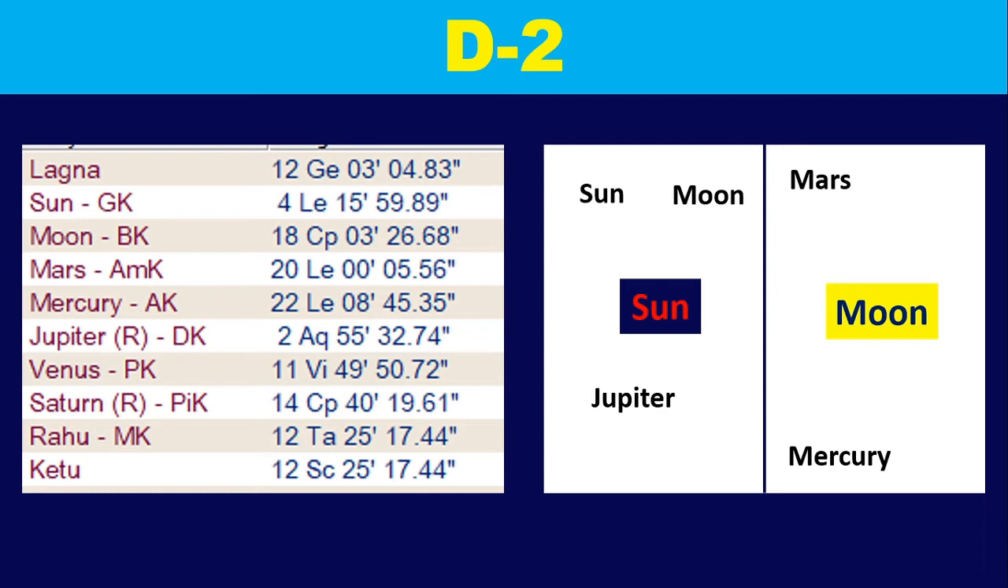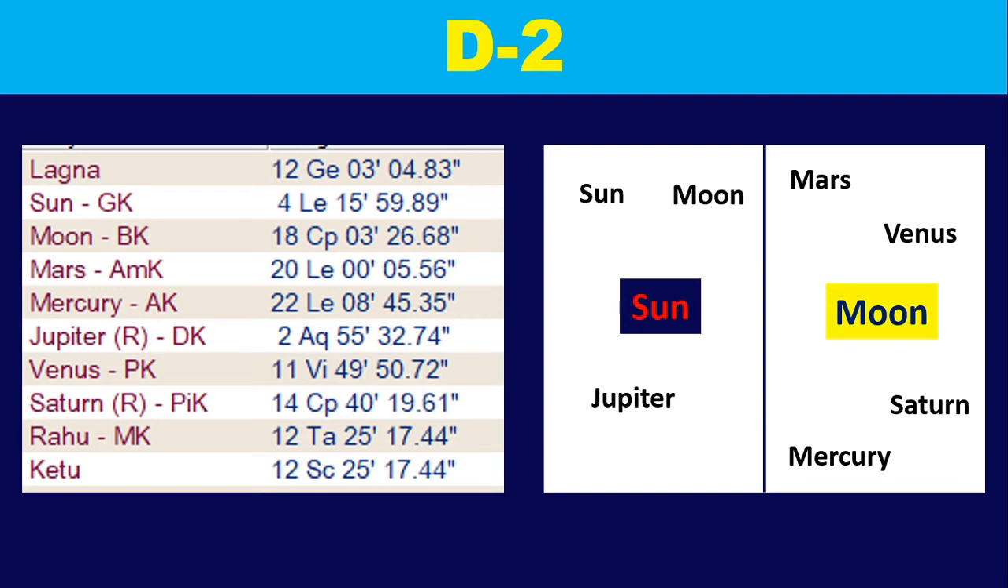Now Venus. Venus is in Virgo, which means an even sign, and the degree is 11. That means the first part of an even sign, which is Moon's Hora. So Venus is in Moon's Hora. Now Saturn. Saturn is in Capricorn, which is an even sign, and the degree is 14, meaning the first half. So even sign and first half means Moon's Hora. Saturn is in Moon's Hora.